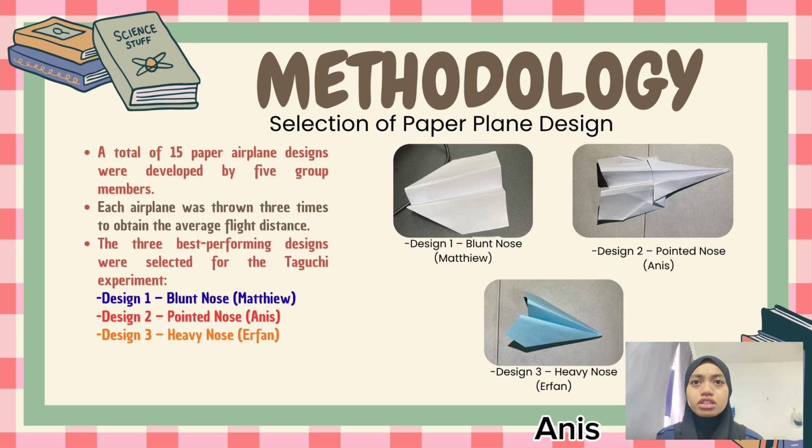Initially, our group created a total of 15 different paper airplane designs, with each member contributing several designs. Each airplane was thrown 3 times and the average flight distance was calculated to ensure a fair comparison. Based on the screening results, we selected the top 3 designs that achieved the longest average flight distance. These designs were Design 1, the blunt nose, Design 2, the pointed nose, and Design 3, the heavy nose. These 3 designs were then used as the design factor levels in the Taguchi experiment.